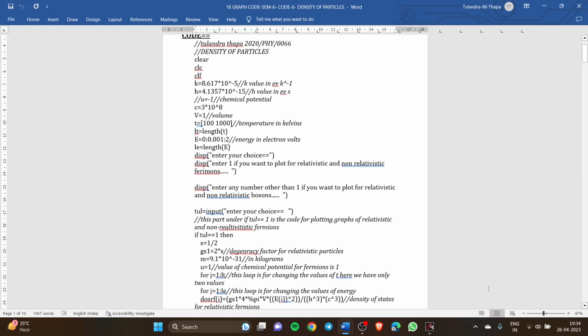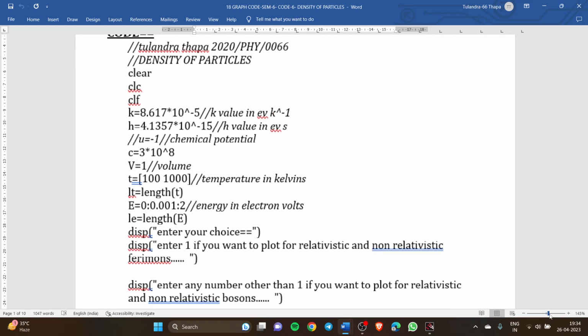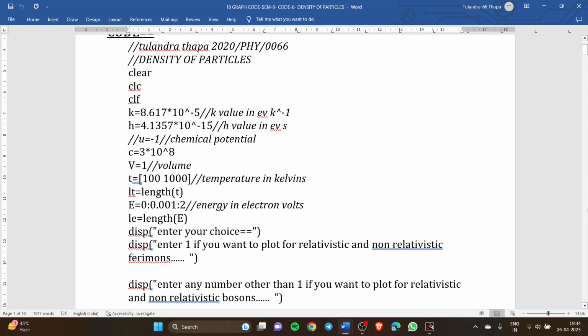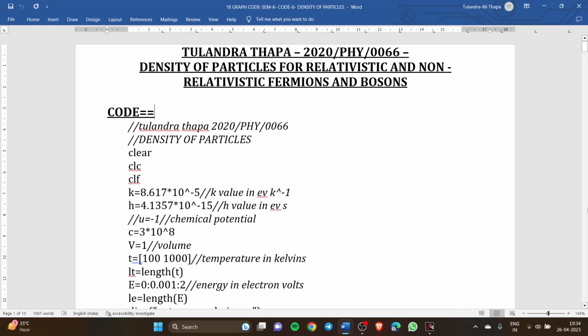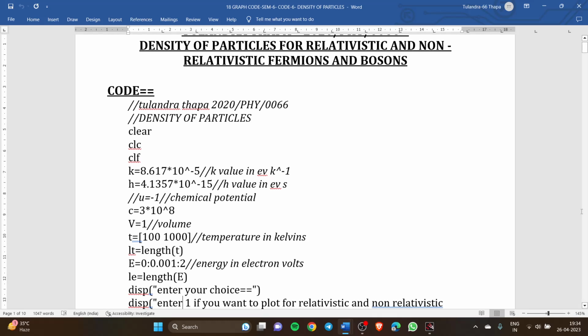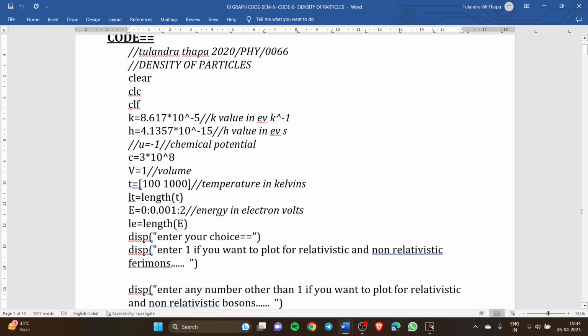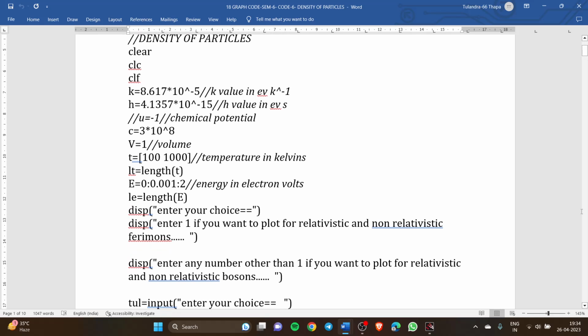First we have taken the value of k and h, in electron volts. Then we have taken c and v as my one. Then LT is the length of T, and E is equal to 0 to 0.001, with more number of points being taken here. So L is the length of E. Then we display the choice.